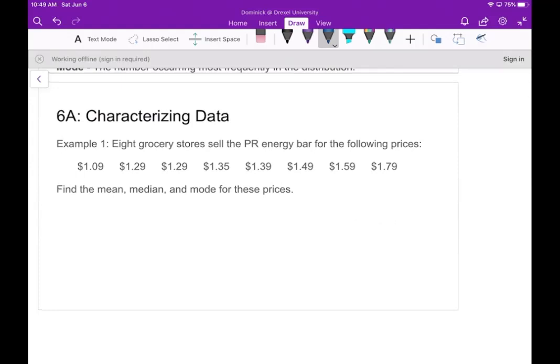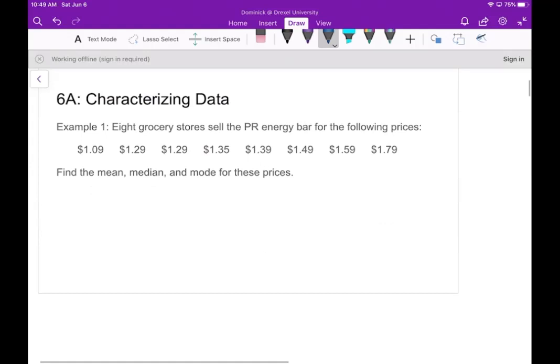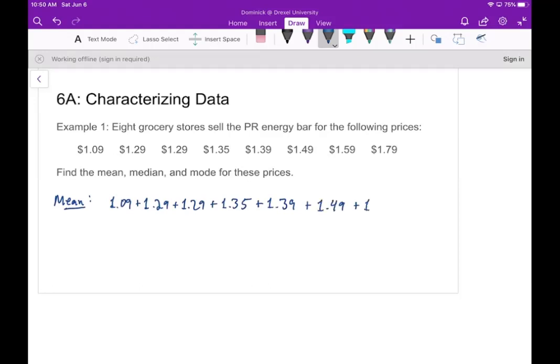So in this first example, we have 8 grocery stores that sell the PR Energy Bar for the following prices. We want to find the mean, the median, and the mode for these prices. Well, for the mean, we're going to add 109 plus 129 plus 129 plus 135 plus 139 plus 149 plus 159 plus 179, and we'll divide that by 8.